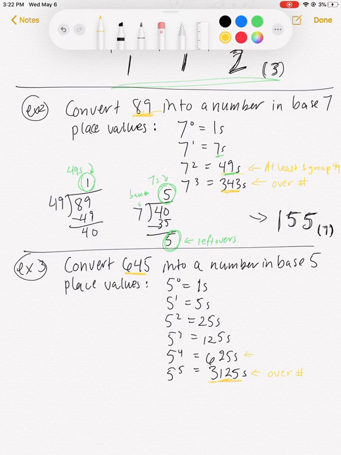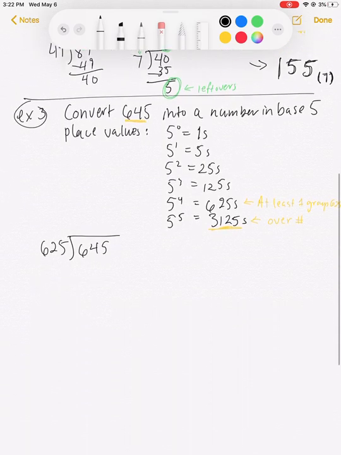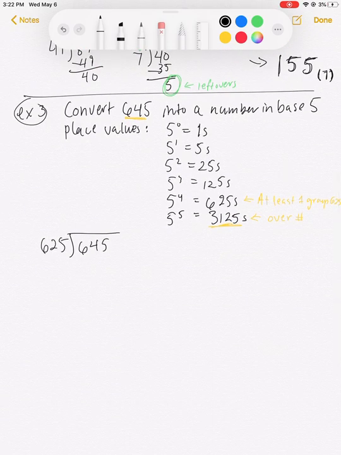This one right here, there's at least one group of 625 in this number. We'll see how many groups there are. We'll take our 645 divided by 625. And when I do that, I know that there's one group of 625 in there. Subtract that off and I get 20 leftovers. Okay, now this 20 leftovers is all I've got. We're going to label what we found here. So there's one group of 625.